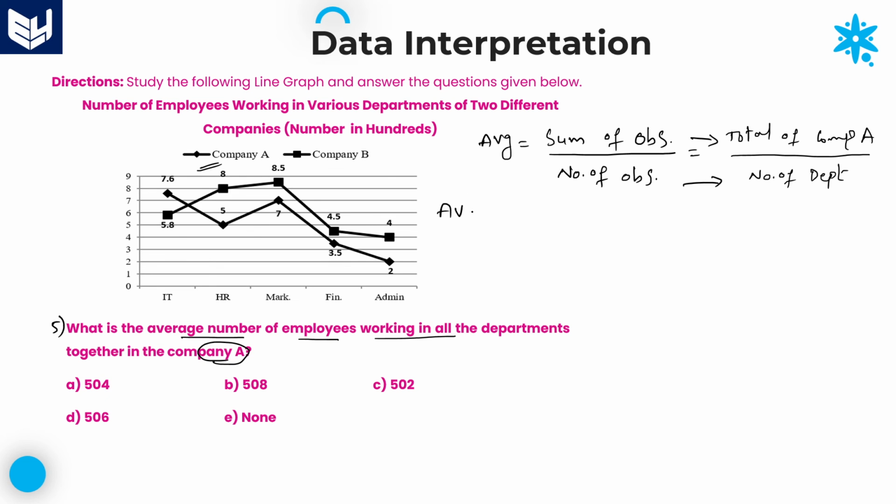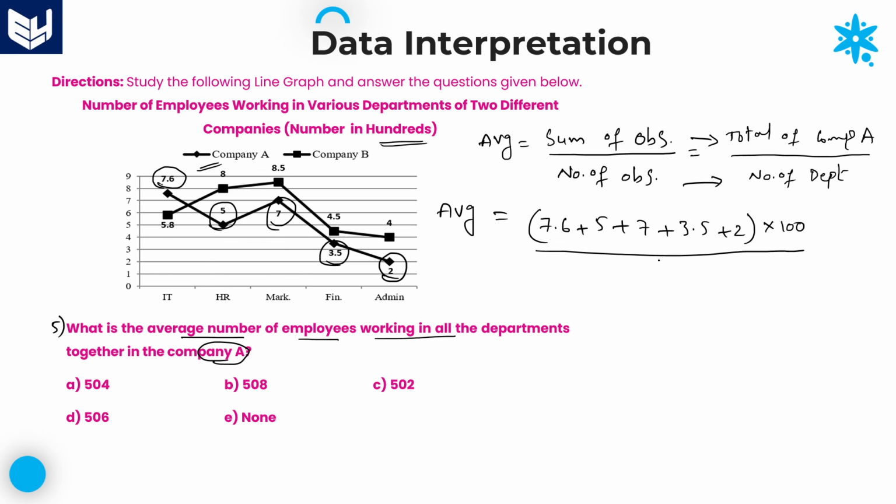Now you just calculate the required average, which is equal to the total of company A. Here company A is represented by the rhombus shape. Once highlight the values which are representing company A. Here it is 7.6, this is 5, this is 7, this is 3.5, and this is 2. First add all those values: 7.6 plus 5 plus 7 plus 3.5 plus 2, and all the values are given in terms of hundreds, right? So you need to multiply with 100.